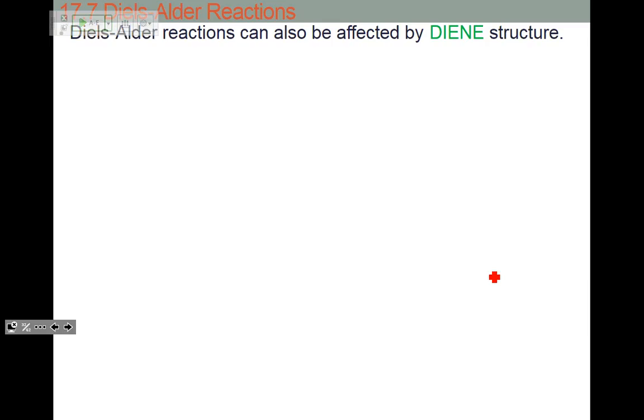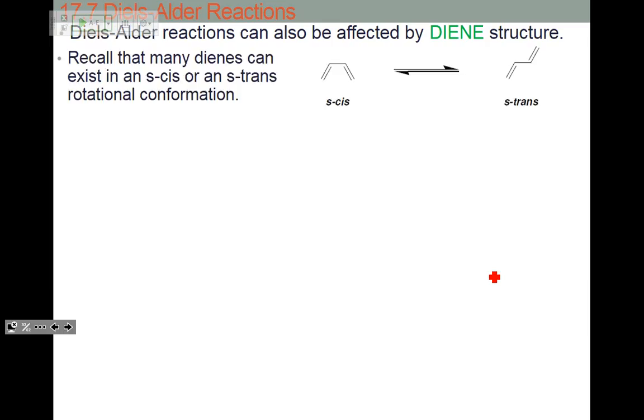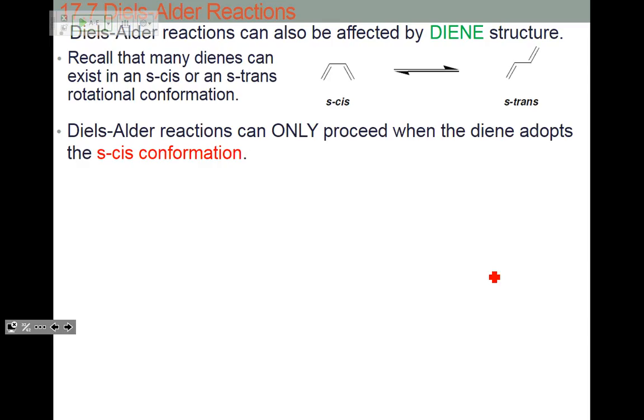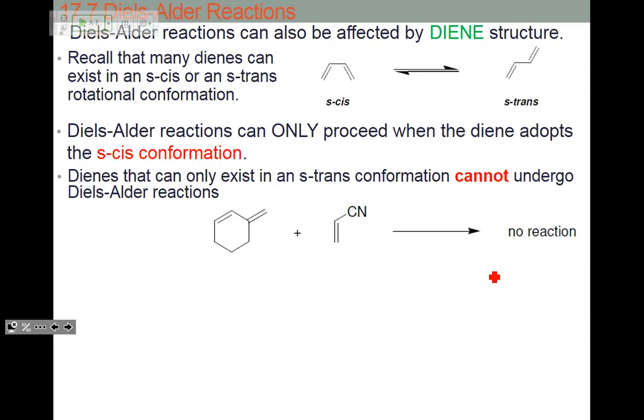Diels-Alder reactions can be affected by the diene structure. So remember we talked about this S-cis and S-trans. Well, for the Diels-Alder reaction, the diene has to be in the S-cis form. In fact, it can only occur in the S-cis form because, again, that mechanism is concerted. So those pi electrons have to be in that S-cis form so we can form that six-membered ring.